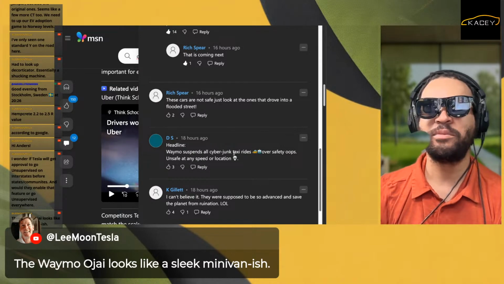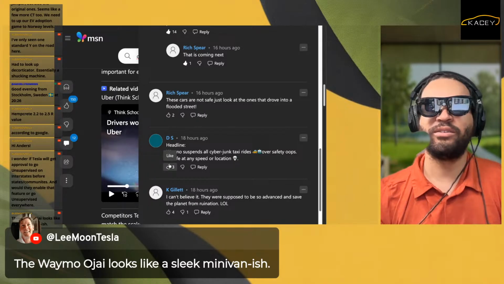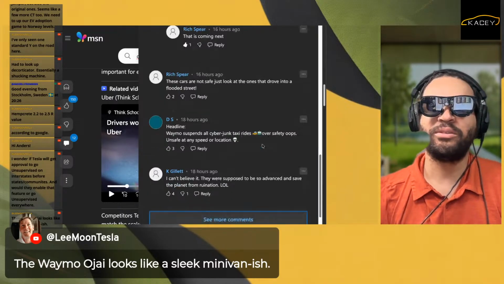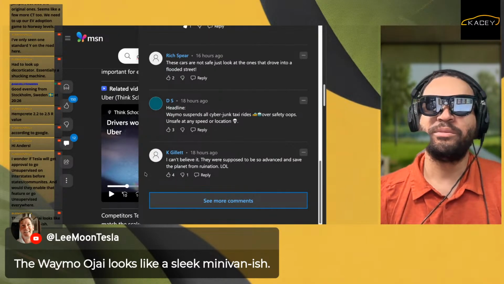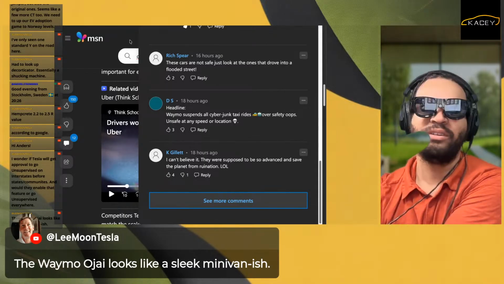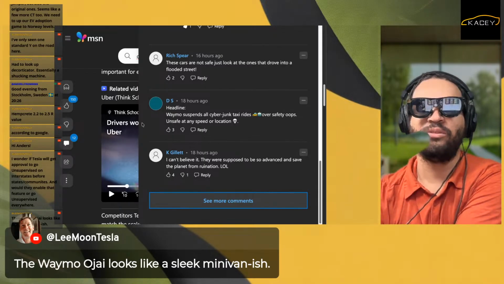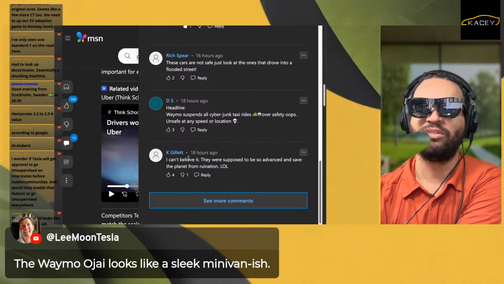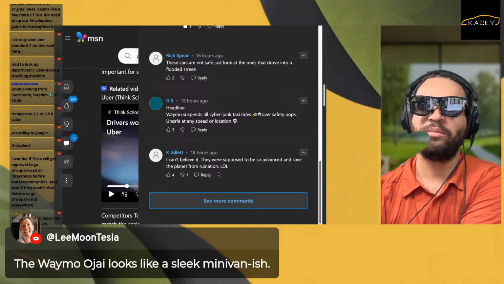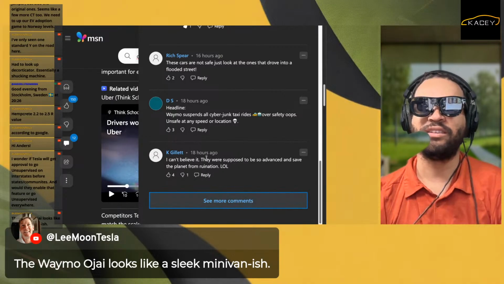Headline: Waymo suspends all cyber junk taxi rides over safety. Oops. Unsafe at any speed or location. I see what the other person was talking about. These people are jumping to the fear of the unknown or the fear of the new. The novel is just incredibly strong with these folks. I can't believe it. They were supposed to be so advanced to save the planet from ruination.